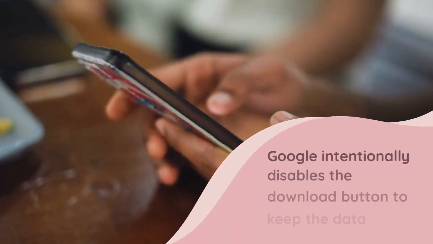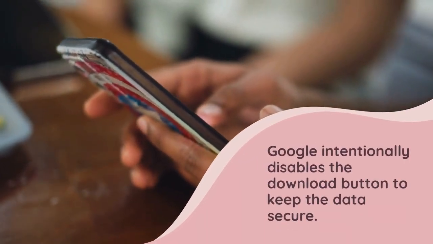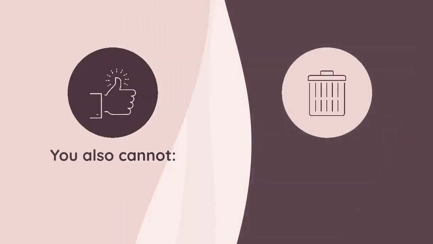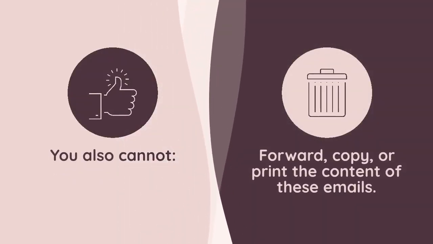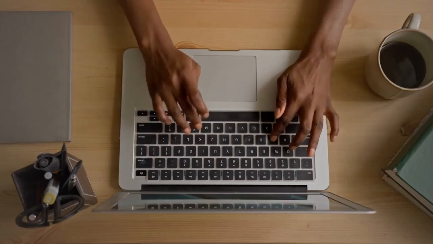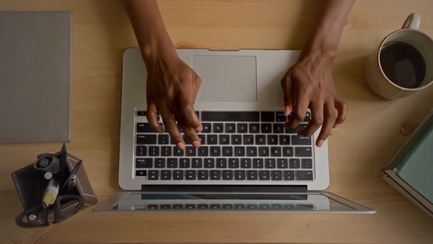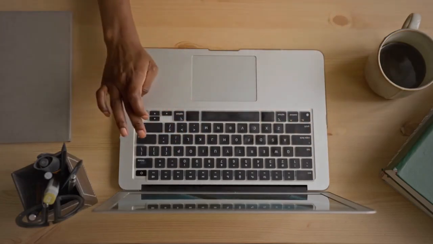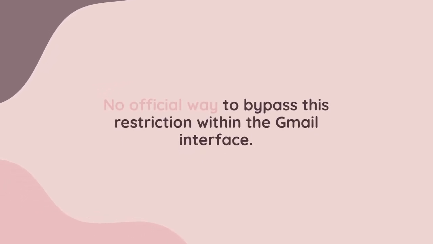Google intentionally disables the download button to keep the data secure. You also cannot forward, copy, or print the content of these emails. This is because the sender wants to maintain control over the file. If you try to right-click on the attachment, you will find that the save option is not there. There is no official way to bypass this restriction within the Gmail interface.